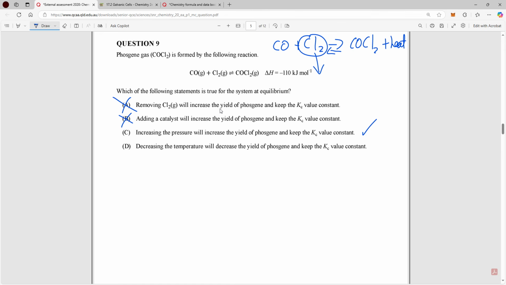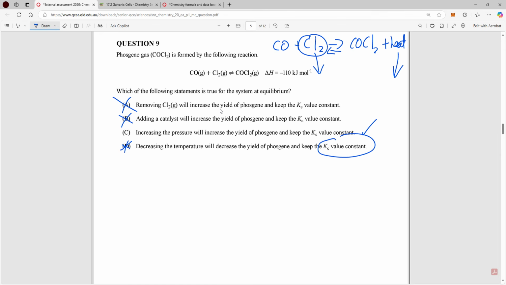D, decreasing the temperature will increase the yield. So if you decrease the temperature, you're taking energy out from here. So it will shift to that side. However, the equilibrium constant will change if you change the temperature, okay? So it's not that one either. So I would say the correct answer is C. I'm not sure actually what the answer is with this one. I can't remember. I'll go back and check.